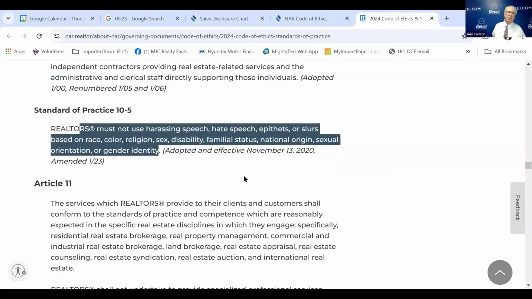So now I say, you know what? I'm going to go out and I'm going to protest. I'm going to take off my realtor hat and put on my protest hat, and I'm going to yell and scream about all sorts of things. You're still in violation of your code of ethics.